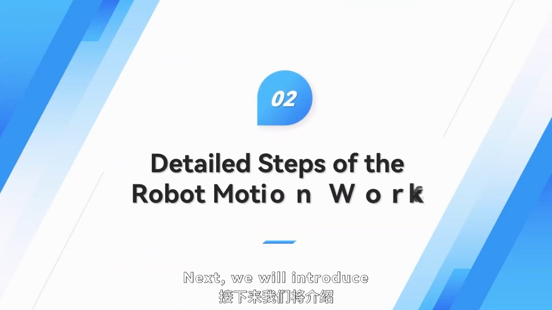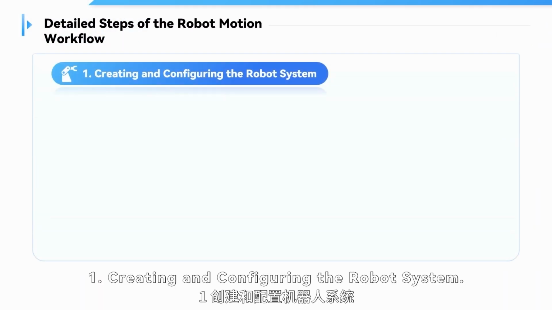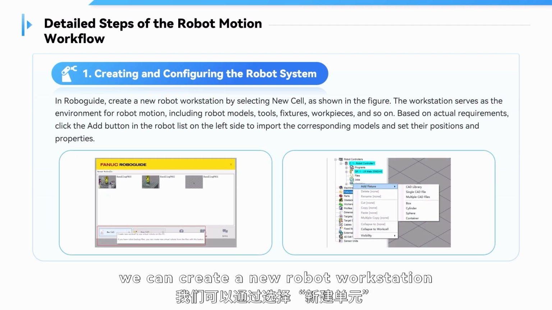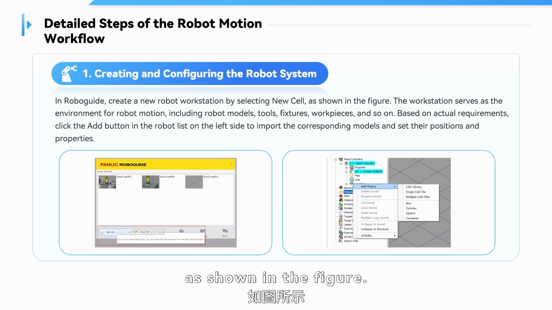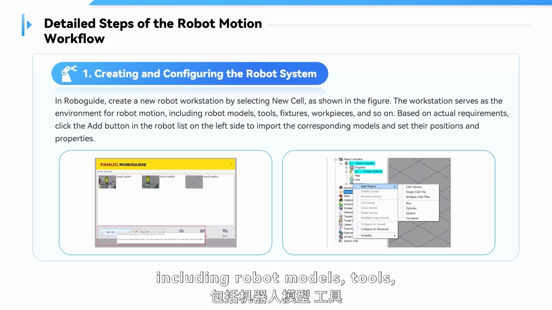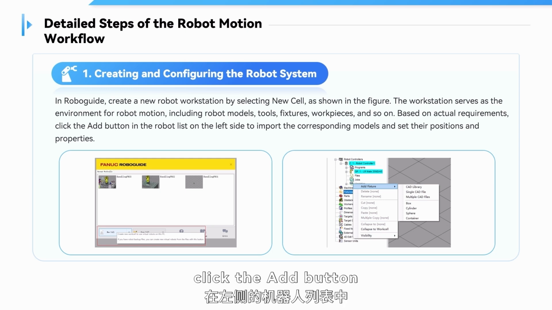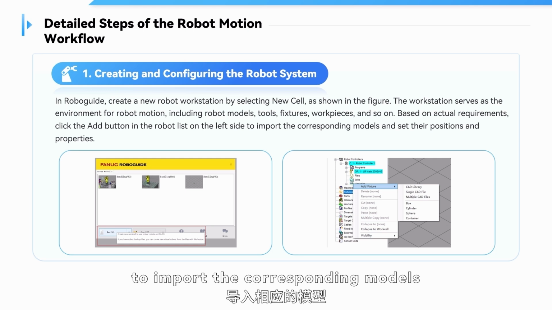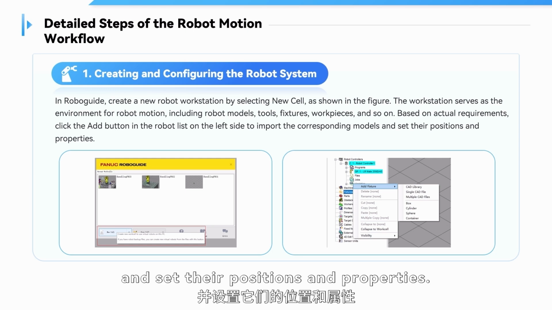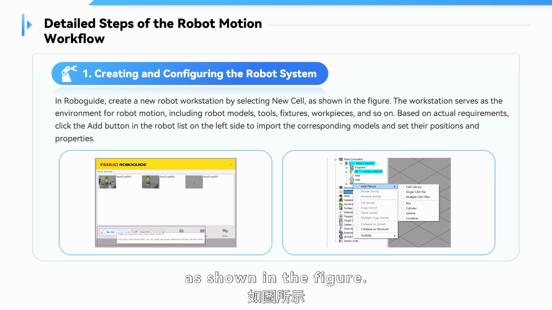Next, we will introduce the detailed steps of the robot motion workflow in RoboGuide. 1. Creating and configuring the robot system. In RoboGuide, we can create a new robot workstation by selecting New Cell, as shown in the figure. The workstation serves as the environment for robot motion, including robot models, tools, fixtures, workpieces, and so on. Based on actual requirements, click the Add button in the robot list on the left side to import the corresponding models and set their positions and properties. These properties will directly affect the robot's motion performance, as shown in the figure.